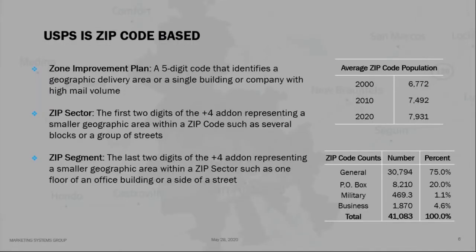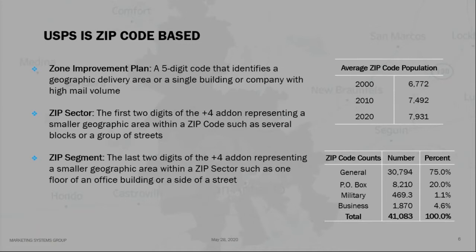As Mansour mentioned, this is a USPS file, so it is zip code based. So in terms of zip code, you have your 5-digit zip code, which identifies your major area. Then the zip +4 that's appended to the zip code. The first 2 digits is a zip sector that identifies a group of streets. The last 2 digits is a zip segment that identifies the side of a street. On the right here, you'll see some charts. As you can see, the population in individual zip codes is steadily increasing. In 2000, it was close to 7,000. Today in 2020, it's almost 8,000.